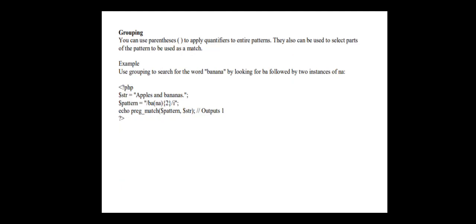Next we have grouping. You can use parentheses to apply quantifiers to entire patterns. They can also be used to select parts of the pattern to be used as a match. Use grouping to search for the word banana, that is, ba followed by two instances of na. So you can see $str, we have the sentence string, that is, apples and bananas, and the pattern. So we have to group this word, right?